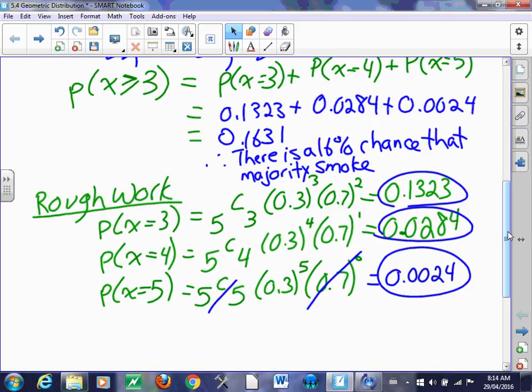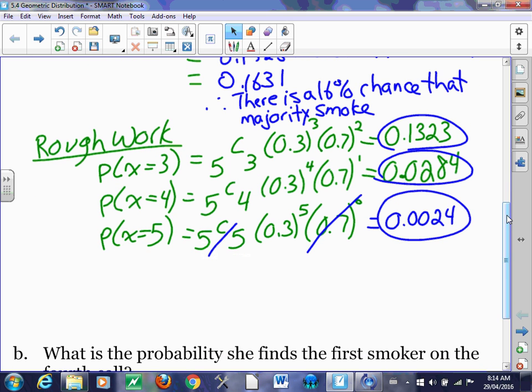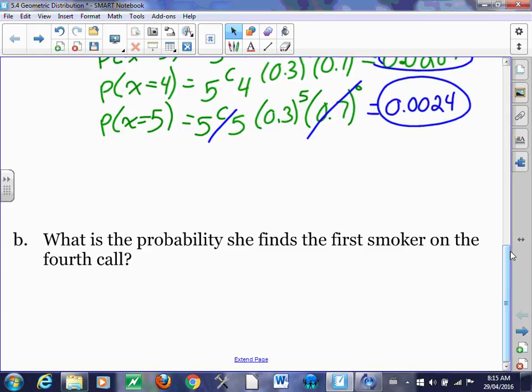All right. So that's one way to look at it, and that's using the binomial distribution. Let's take a look at the second question. What is the probability she finds the first smoker on the fourth call? That means the first call, is it a success or a failure? It's a failure. Second call, failure. Third call, failure. Fourth call is the first success. Okay, so let's take a look at this.